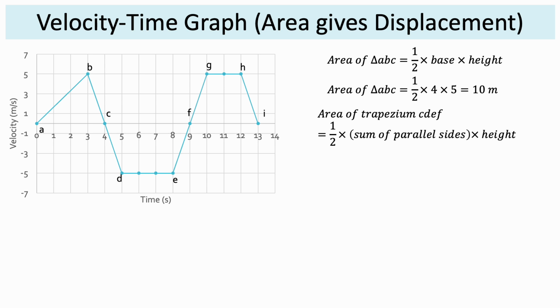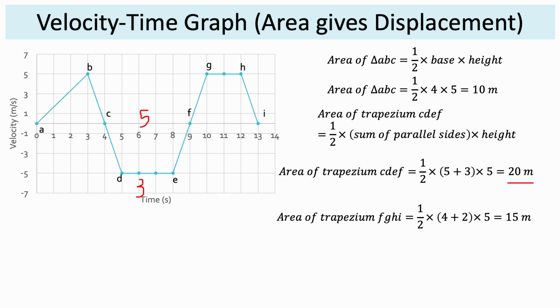Area of trapezium CDEF is half multiplied by sum of parallel sides multiplied by height. So the sum of parallel sides is 5 plus 3. See, 9 minus 4 is 5 and 8 minus 5 is 3. And they are separated by 5. So half multiplied by 5 plus 3 multiplied by 5. So this gives us 20 meters.